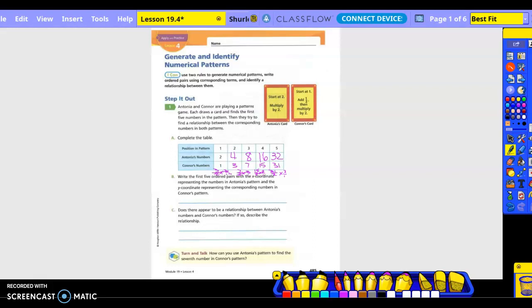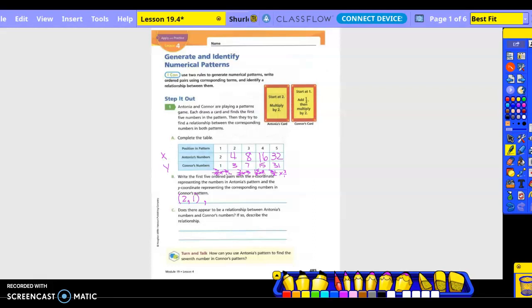Okay, so letter B, write the first 5 ordered pairs with the x coordinate representing Antonia's pattern and the y coordinate representing the corresponding numbers in Connor's pattern. So the things in the columns, right? Okay, so Antonia's first number was 2, Connor's was 1, right? Is that the right ordered pair? So basically they're saying this needs to be the x coordinate and this needs to be the y coordinate. Okay, and then of course when we do coordinate pairs, we always list the x first and then the y.